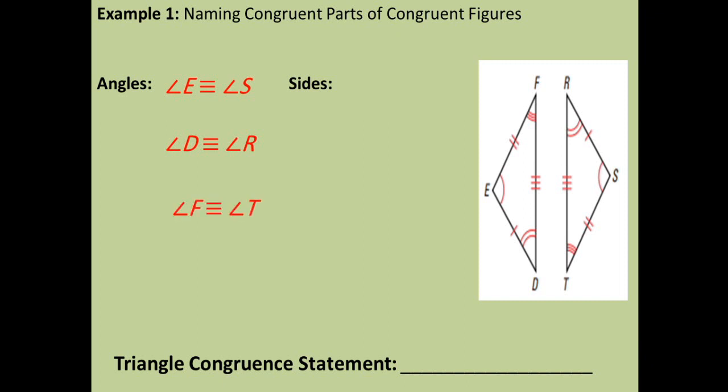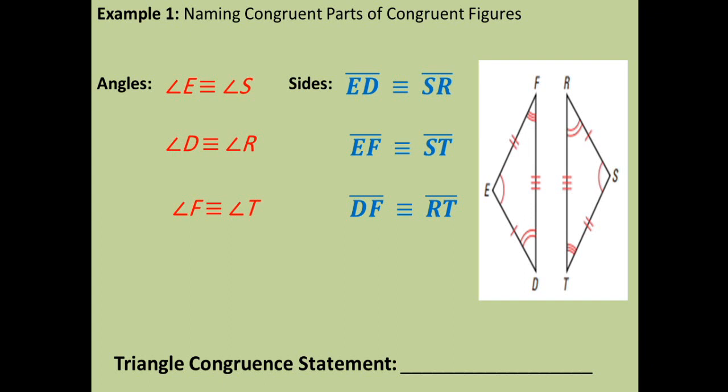F congruent to angle T. Sides ED congruent to SR, they have the same sign on the side, EF congruent to ST, and don't forget the sign of the line segment. Last one, DF congruent to RT.